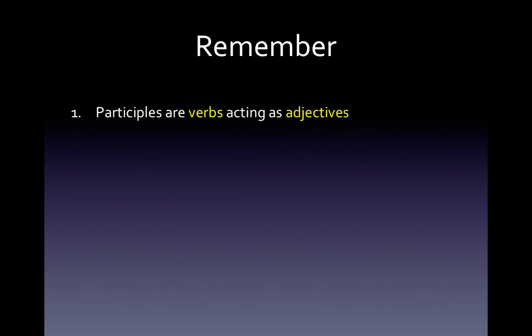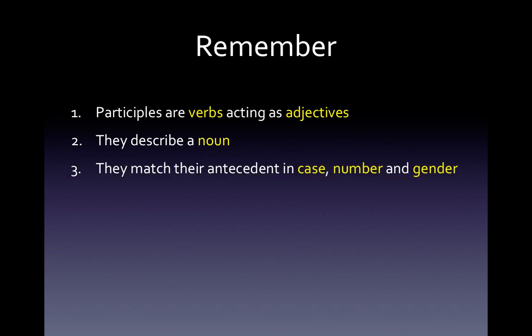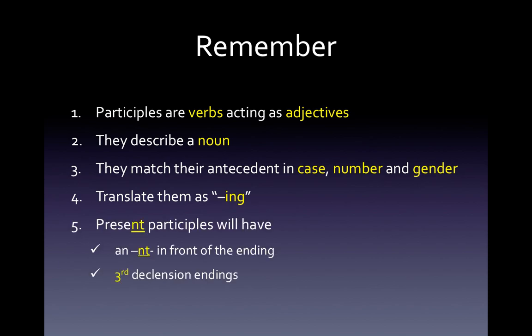All right, remember, so these are your tips. Make sure you write these down. First and foremost, participles are verbs acting as adjectives. They describe a noun, just like adjectives describe nouns. And just like adjectives, participles need to match their antecedents in case, number, and gender. You will translate them with an ing. Remember, present participles will have, most of the time, an NT right in front of the ending, and the endings will be third declension.